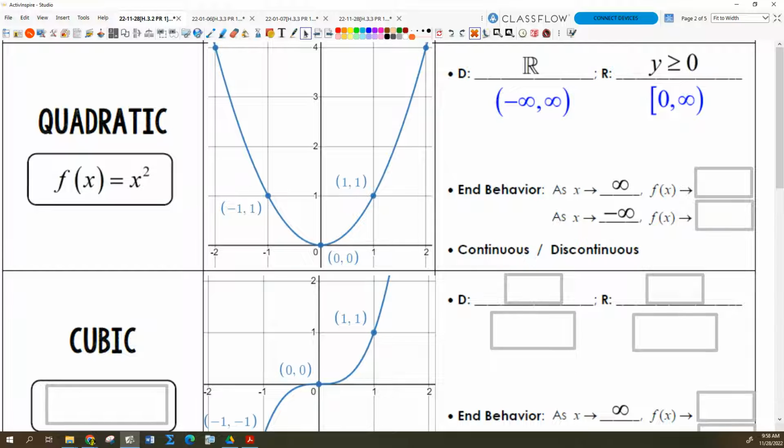Okay. End behavior. As x approaches infinity, f of x or y approaches positive infinity, because as we go right forever, we go up forever. Okay. What about as we go left forever? What's going on there?